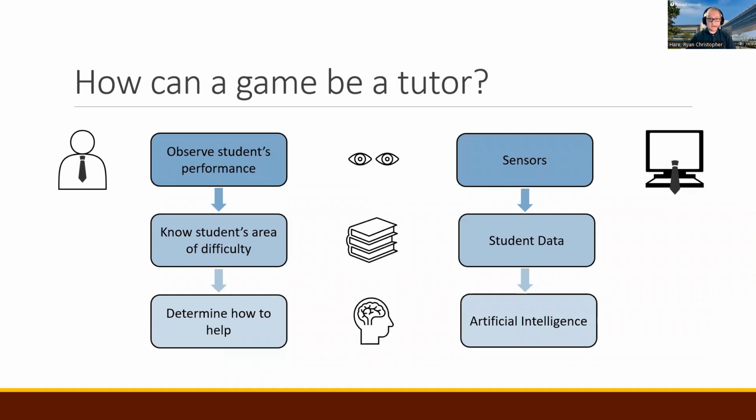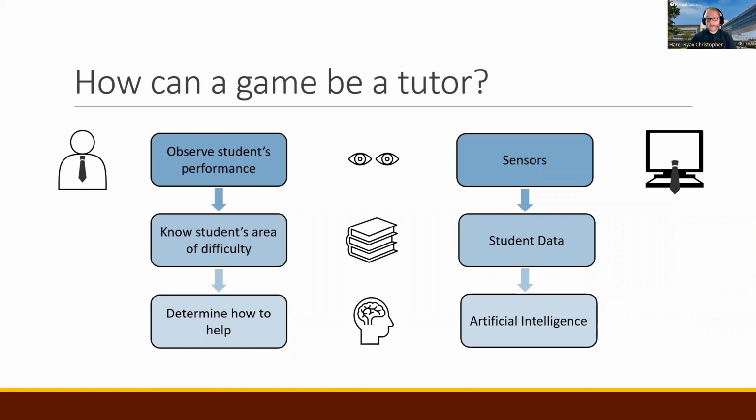But how can a game be a tutor? Well, if you consider a human tutor, they have to make some observations of how the student is performing, maybe ask them some questions, watch them solve a problem, something like that. And then they would have to know the student's area of difficulty. This is just past experience, knowledge, something like that. And then they would need to think about how to help. And this falls into the idea of human intuition. If you see someone doing something that you know how to do, you can usually think about how you might help them, how you can suggest hints to them, how you can give them ideas, or how you can push them in the right direction.